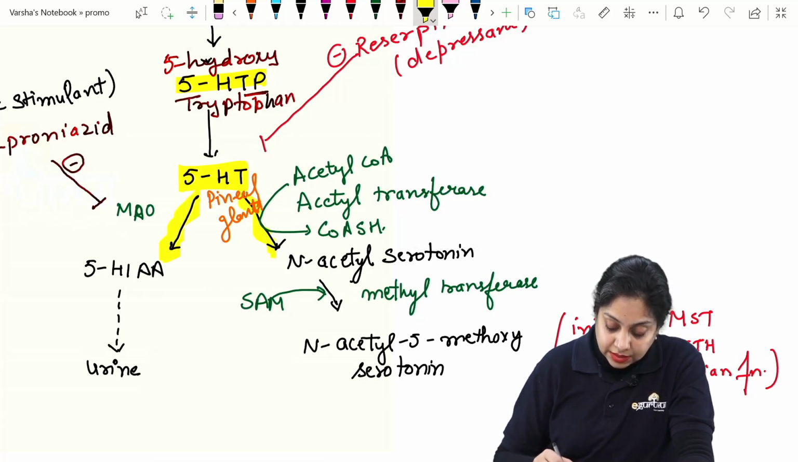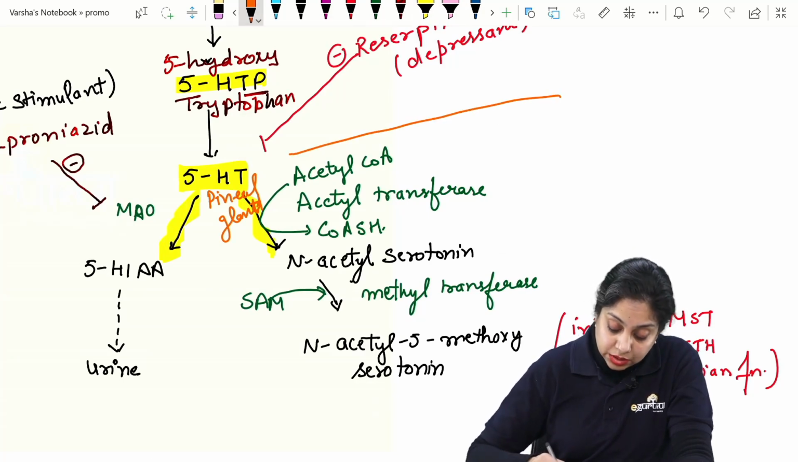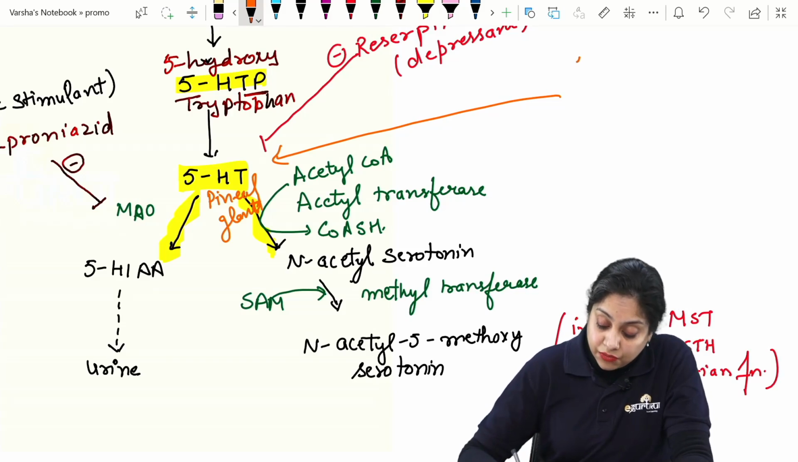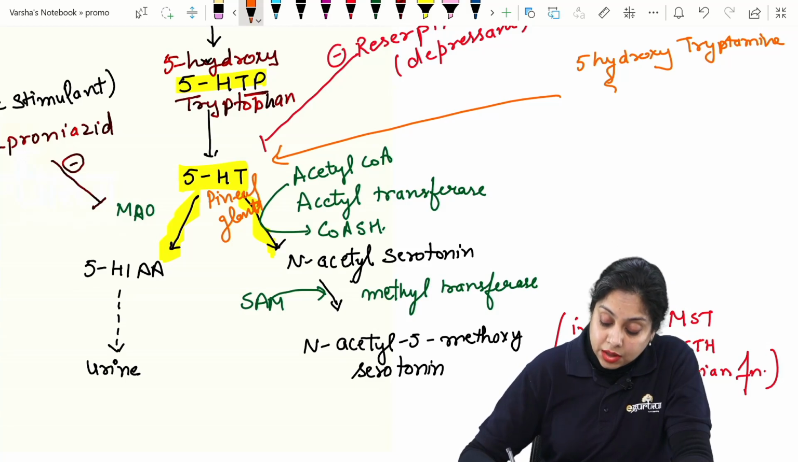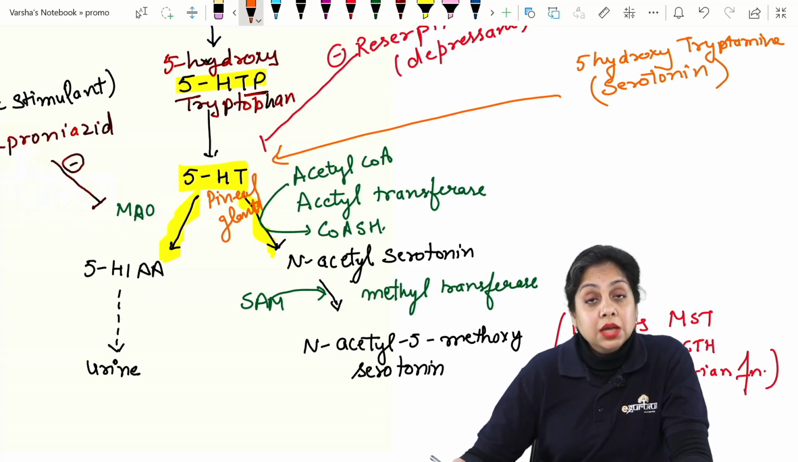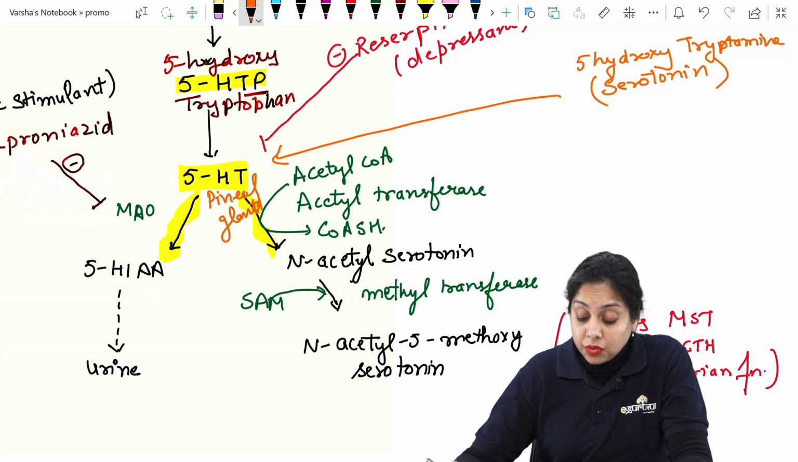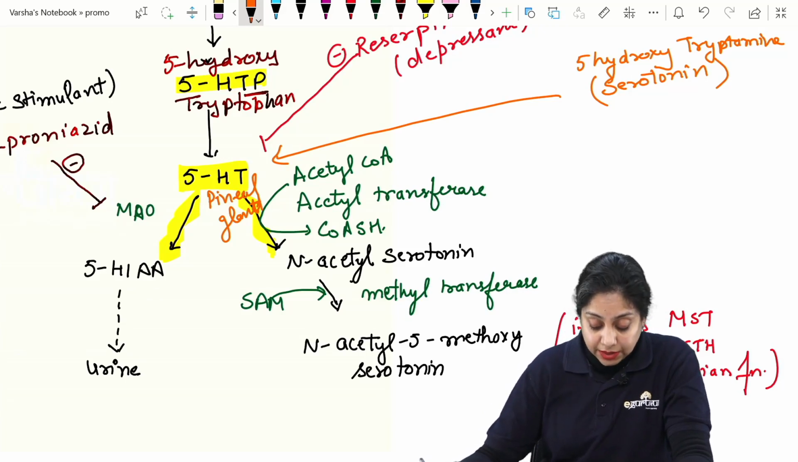This and this. What is this 5-hydroxytryptamine? That is another important question. This 5-HT, 5-hydroxytryptamine, is another name for serotonin. So in the exam, they can give you any of the names. You should be knowing it. 5-HT, 5-hydroxytryptamine or serotonin is one and the same thing, right?